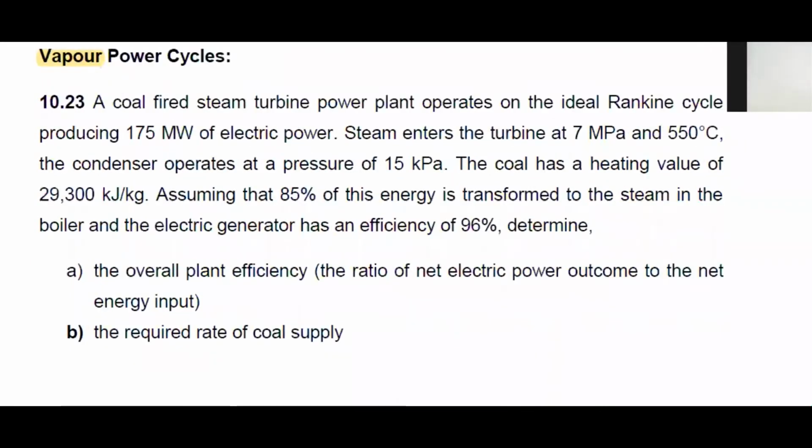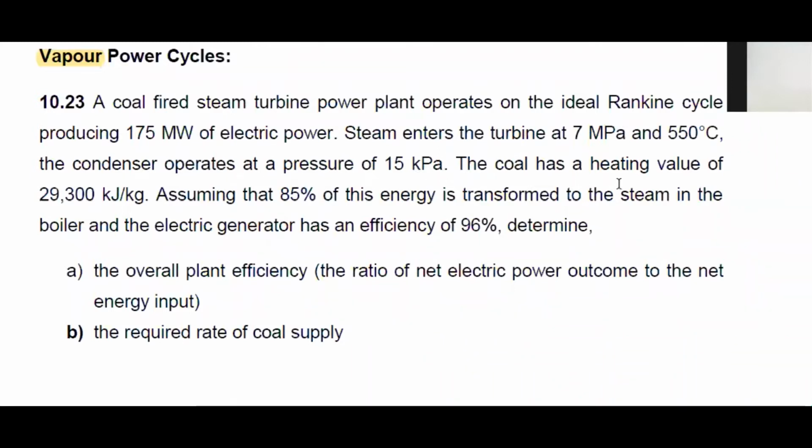So, vapor power cycles, problem 10.73. Coal-fired steam turbine power plants operate on an ideal Rankine cycle, producing 175 megawatts of electric power. Steam enters a turbine at 7 megapascals and 550 Celsius. The condenser operates at a pressure of 15 kilopascals.